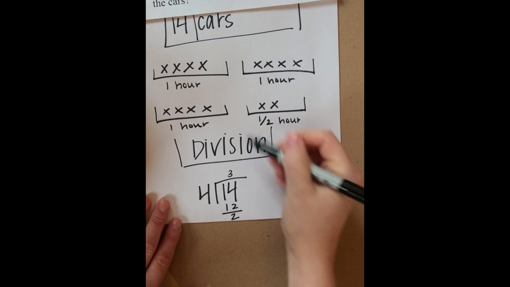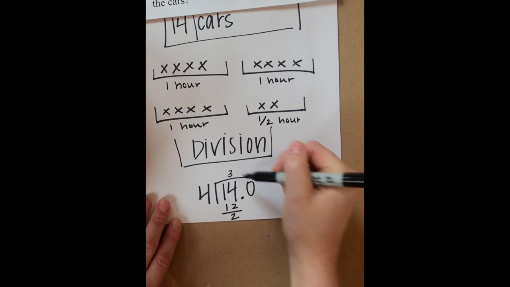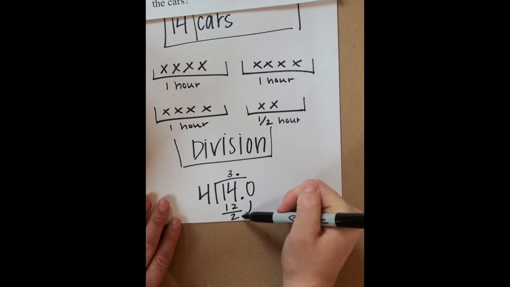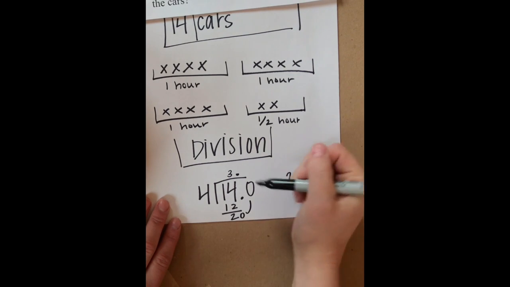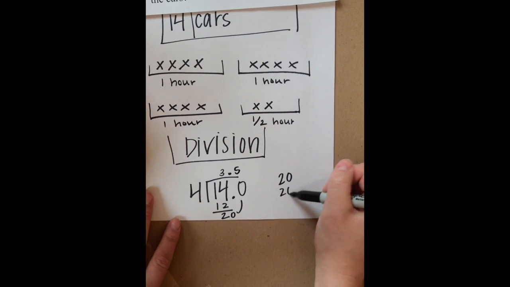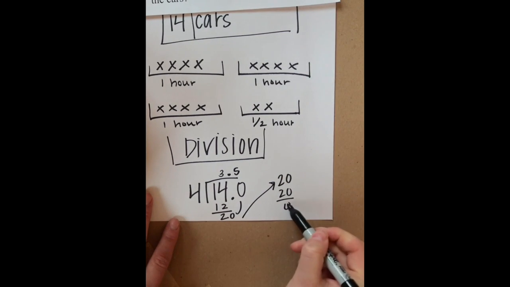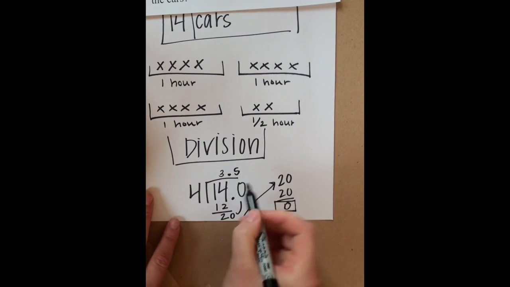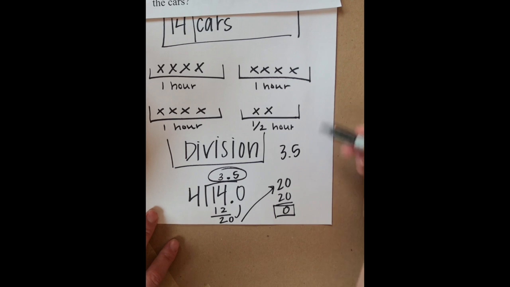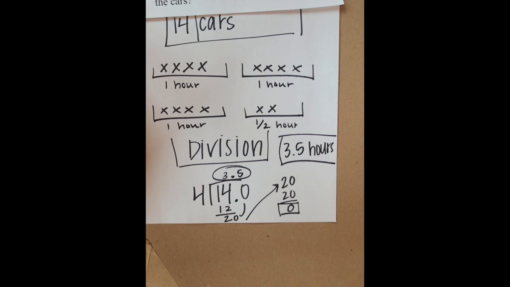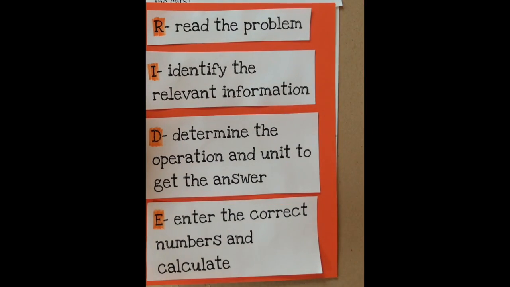We have 2 left over, and I don't have anything to work with here, so we're gonna have to add a decimal up here, bring that down to 20. 4 times what will get us 20, and that is 5. And now we have 0. So we have our answer. It will take Stella 3.5 hours to fix 14 cars. And that is how we use the RIDE strategy to help with word problems.